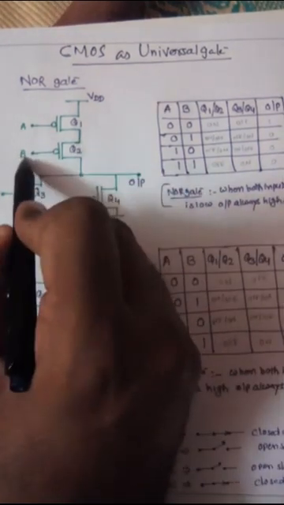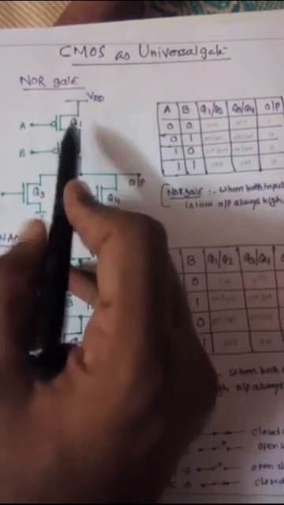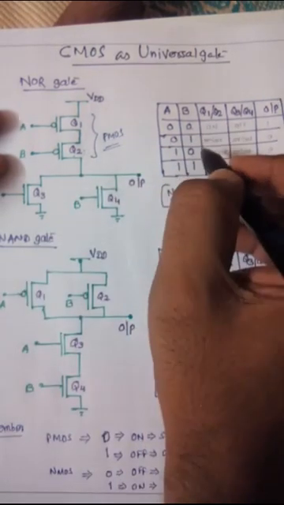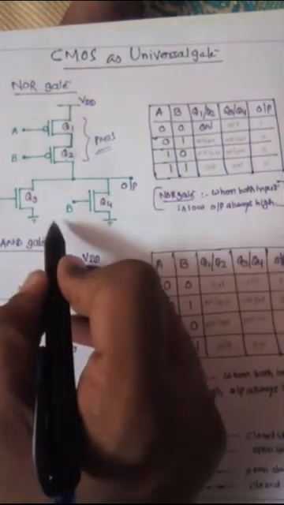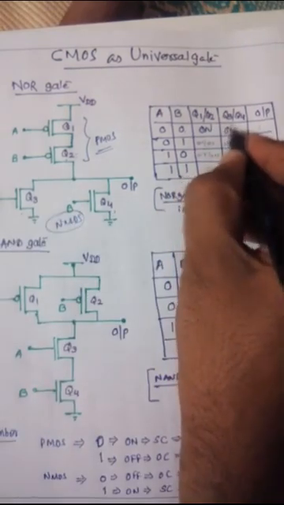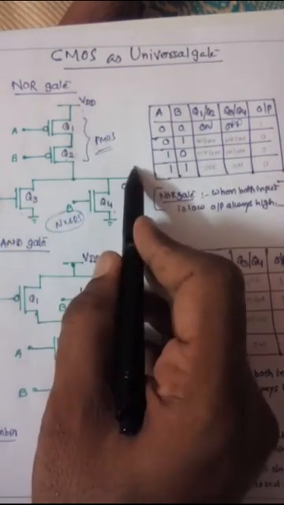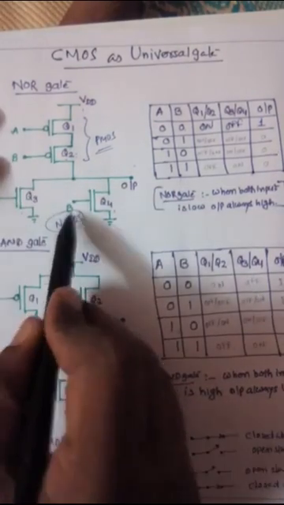Now check A and B both are 0. What happened? Q1 and Q2, these are both PMOS, so both PMOS will be on. In the same way, the NMOS are both in off mode. So this is off and this will be on, so current can flow this way to the output side. Output is always 1.